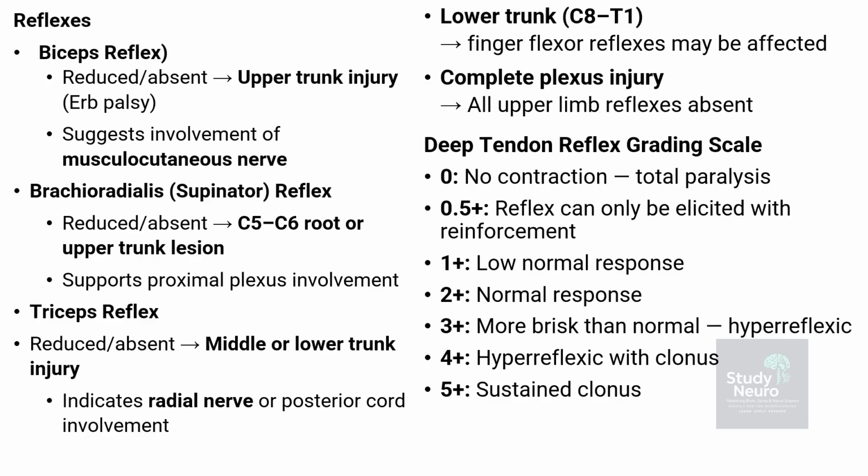To interpret these findings consistently, deep tendon reflexes are graded using a standardized scale. No response represents the lowest grade, while normal reflexes fall in the mid-range. Brisk responses indicate hyperreflexia, and rhythmic repetitive contractions, known as clonus, represent the most severe end of the spectrum. This grading system helps clinicians quantify reflex changes, localize lesions, and monitor recovery over time.